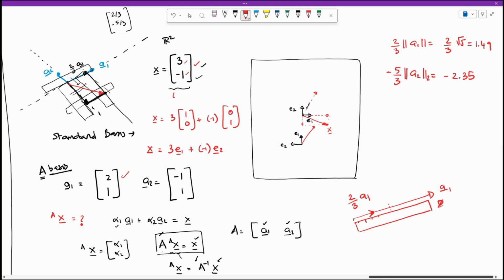That is your 2 by 3 times A1. Okay. So this will be root 5. So you'll have to go 1.5 times at least somewhere here. So you go 1.49. So somewhere here. That is 2/3 of A1. Okay. That is 2/3 of A1.